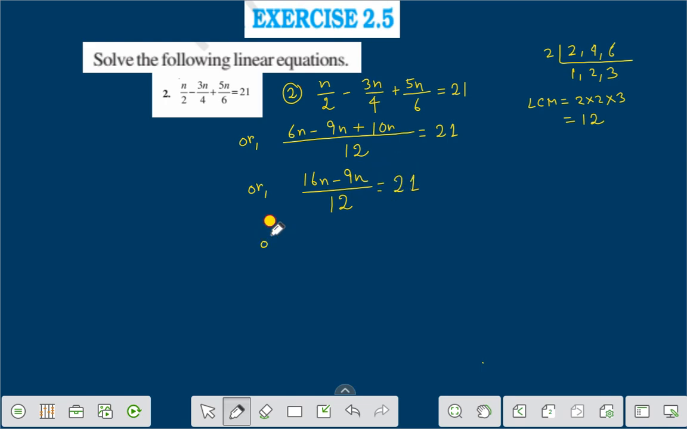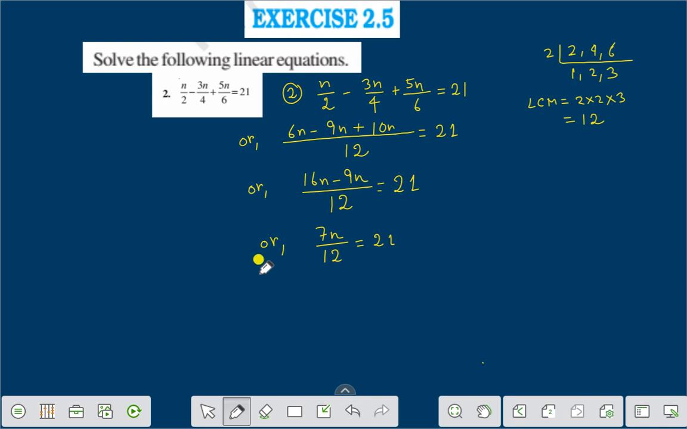16n minus 9n, that is 7n by 12 is equal to 21. Here we got 7n by 12 is equal to 21.